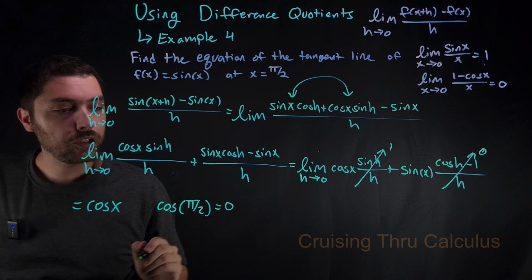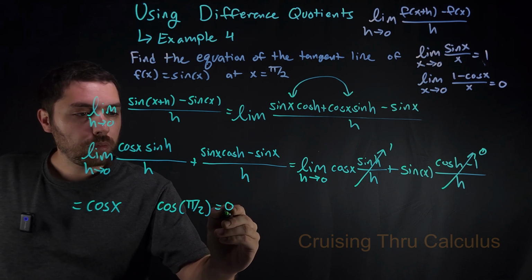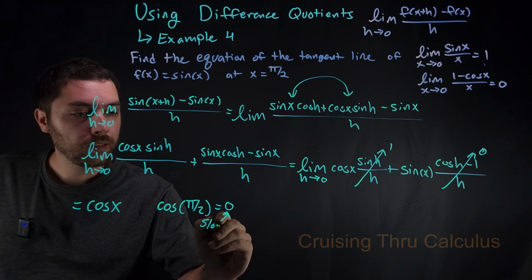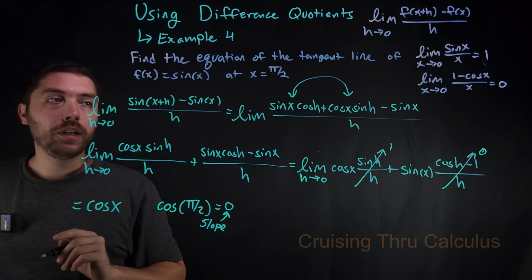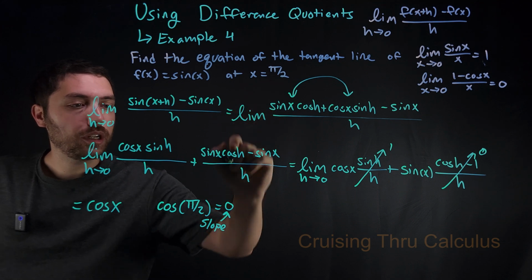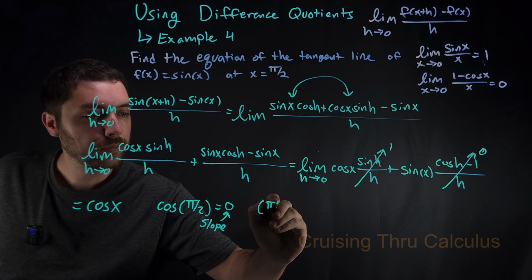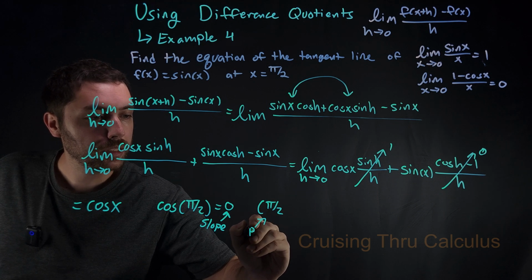The cosine of pi over 2 is 0. So here's our slope. Now we need a point. Well, I do know the x-coordinate of our point. It's pi over 2. Here's our point.